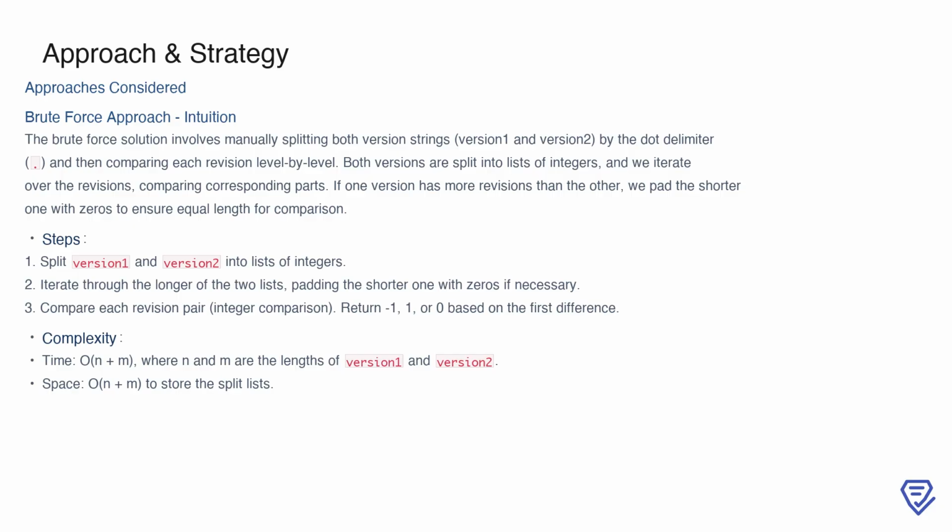For example, if version 1 is 1.2 and version 2 is 1.2.0.3, we add zeros to the shorter list to make the comparison straightforward. We iterate through the revisions, comparing integers directly, and return -1, 1, or 0 as soon as we find a difference. While this approach is intuitive, it requires additional memory to store the lists and explicitly handle padding with zeros. The time complexity is linear in relation to the total length of the two strings, and the space complexity is proportional to the size of the split lists, which can be significant for long version strings.